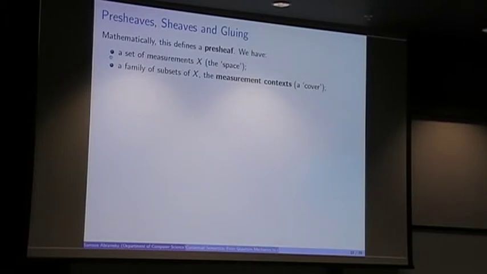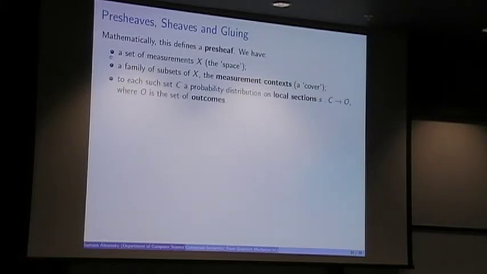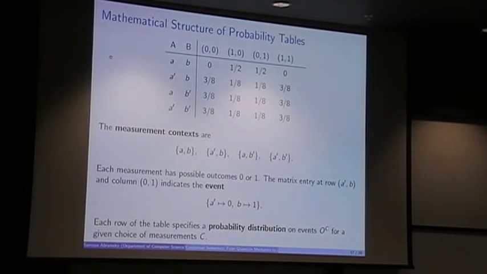But anyway, we have a set of measurements, so we have a family of subsets that measurement contexts are covered. So we're now generalizing, because it doesn't make sense in its full generality. To each such set, to each member of the cover, there's a probability distribution on these local sections, where O is the set of outcomes. So in our case, the outcomes are always 0, 1. But it could be any set.